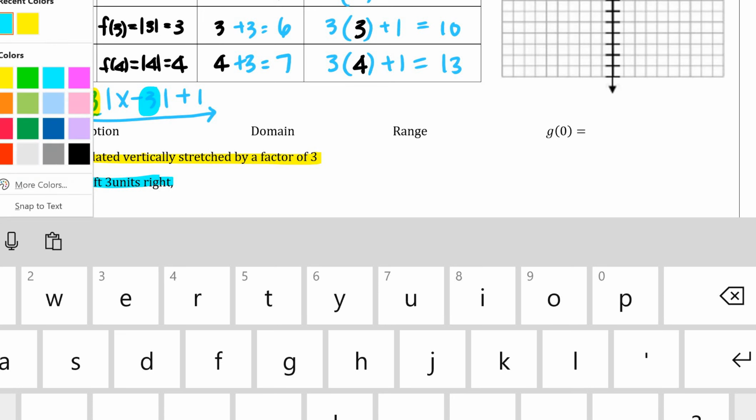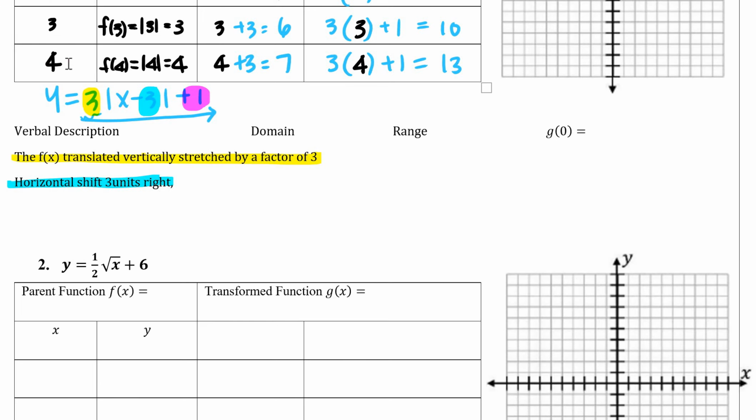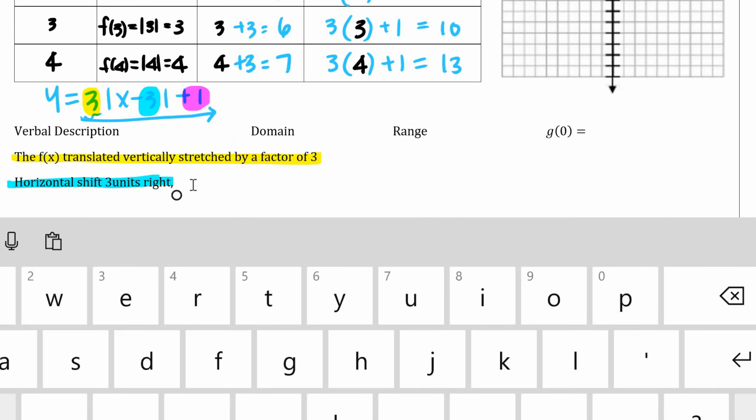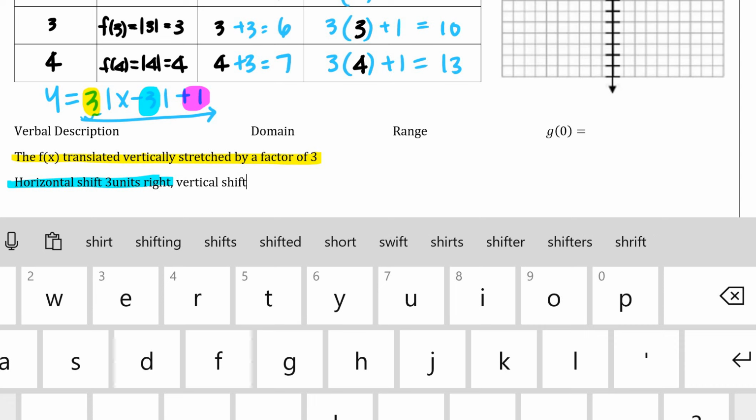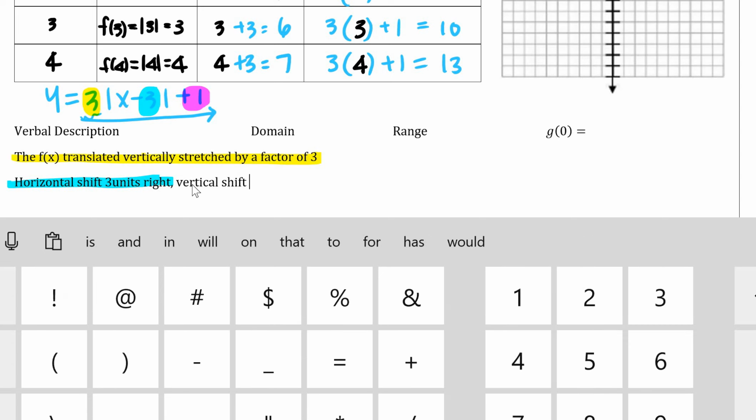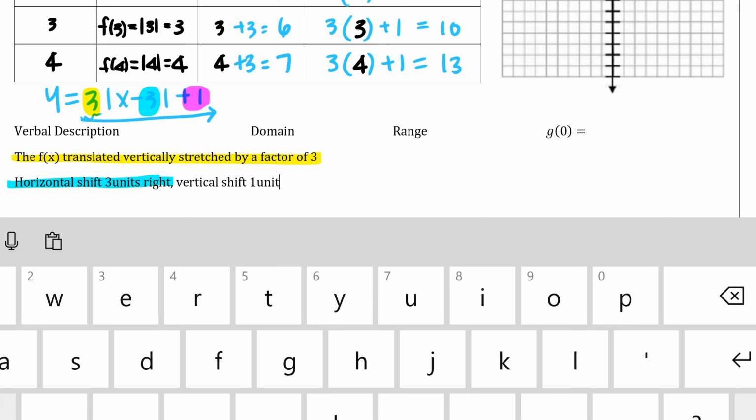And then the next one we're going to do is this one. I should move this one up. The next one is a vertical shift. How many units? 1 unit up. That's the simplest I can be. So this is the order we're going to go.